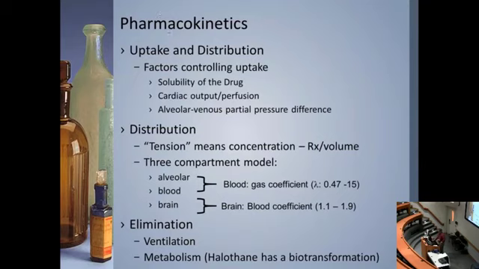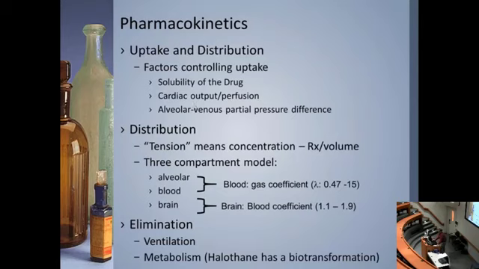So uptake and distribution, what does it mean? What are the factors that control uptake? Obviously the solubility of the drug, and then cardiac output or perfusion. So how quickly or how efficiently is that drug being pushed through the vascular circuitry? And likewise, how efficiently are the lungs working? If there's lung failure or patients don't have good lung function, that's going to play into the distribution of this anesthetic.